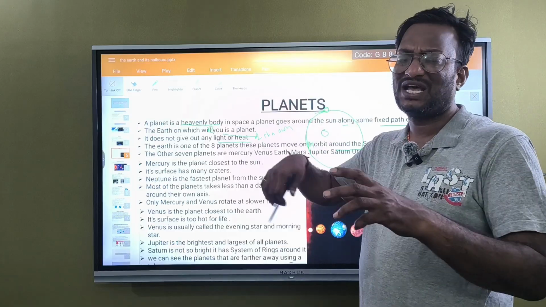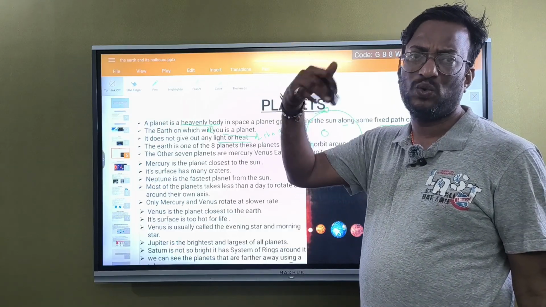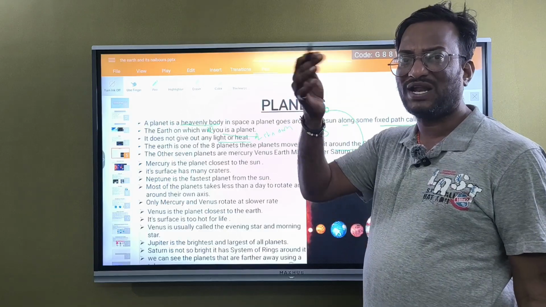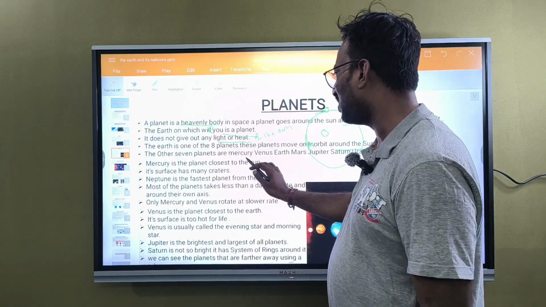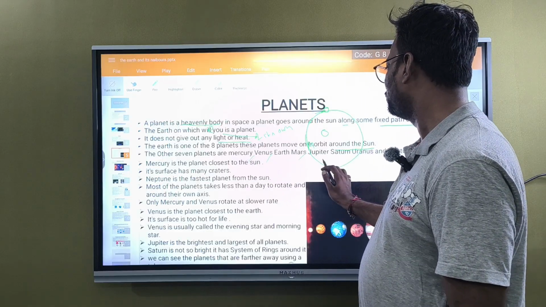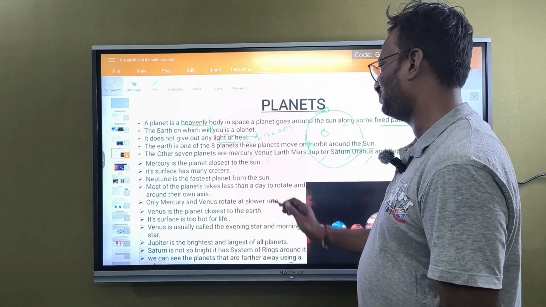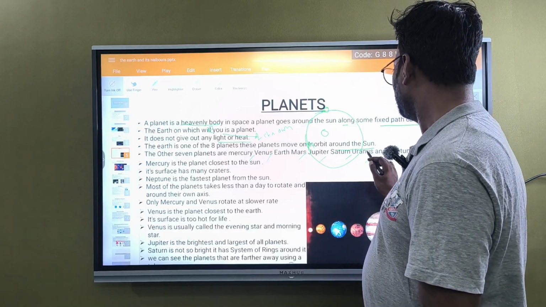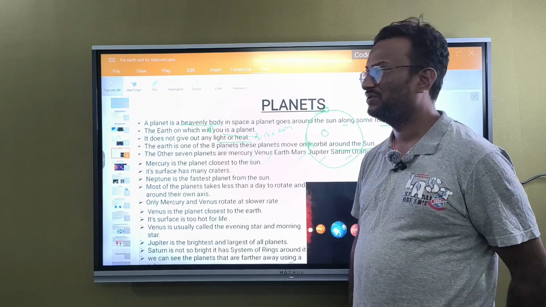All the planets are moving along different orbits. Every planet will have its own orbit. Earth is also having one of the orbits which revolves around the sun. The other 7 planets are Mercury, Venus, Mars, Jupiter, Saturn, Uranus and Neptune. So, and the 8th one is Earth.